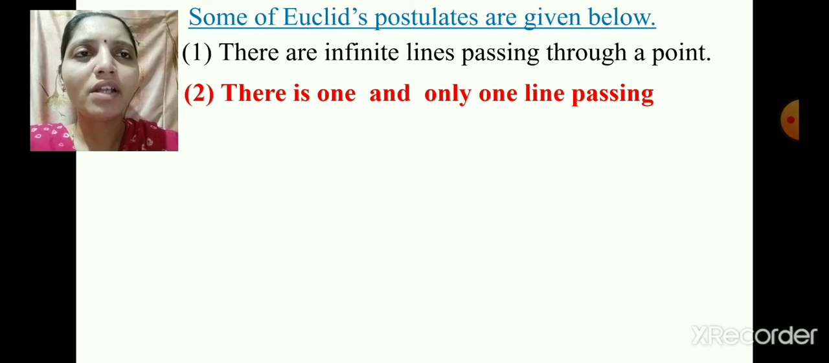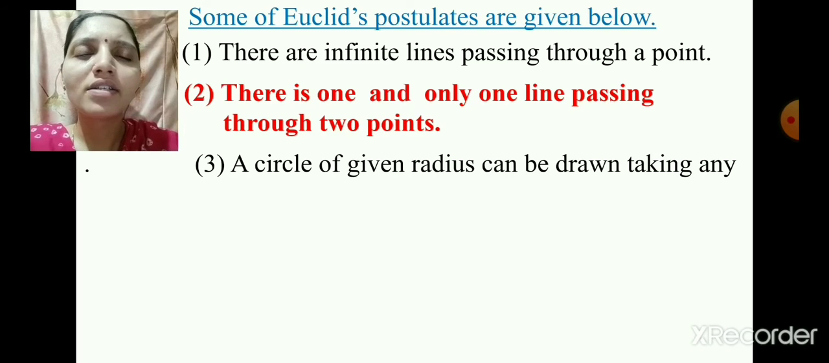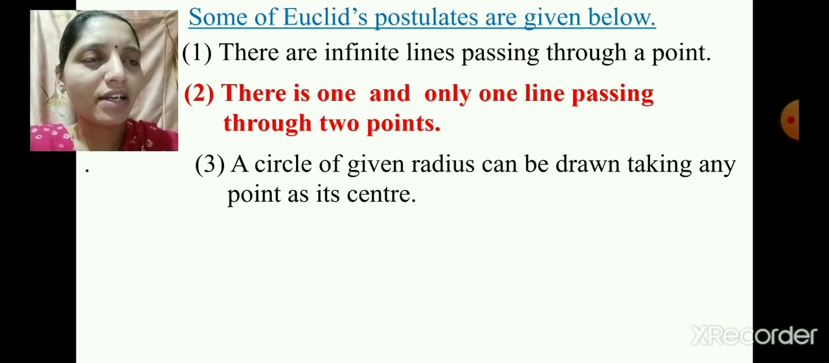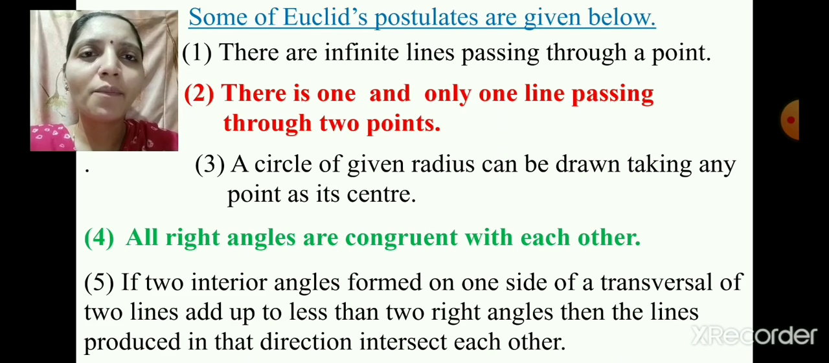Then we have learned some of Euclid's postulates. First one, there are infinite lines passing through a point. Second one, there is one and only one line passing through two points. Third one, a circle of given radius can be drawn taking any point as its center. Fourth one, all right angles are congruent with each other. Fifth one, if two interior angles formed on one side of a transversal of two lines add up to less than two right angles, then the lines produced in that direction intersect each other.